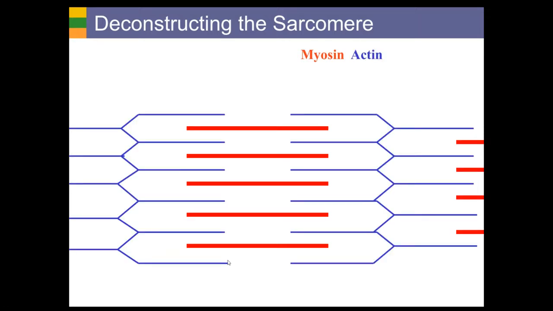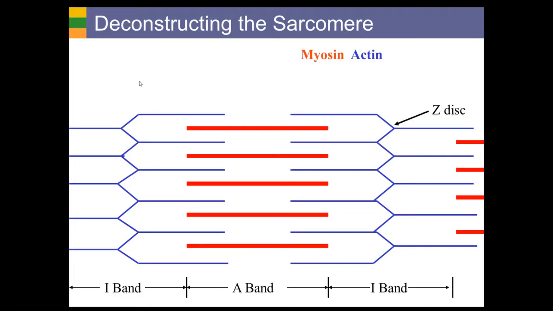Now we're going to add the actin filaments. The actin filaments are the thin filaments, and as you can see on my slide, they're actually thinner. And notice they partially overlap the myosin filaments. Now the actin filaments, or thin filaments, are composed of the protein actin, and they're tied together here and here. And that location is referred to as the Z-disc.